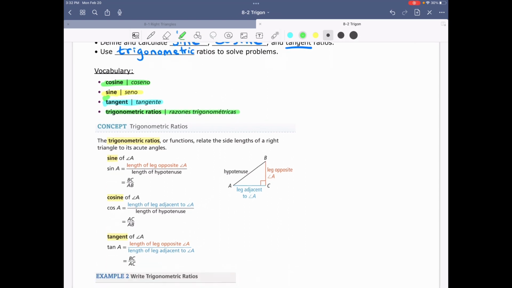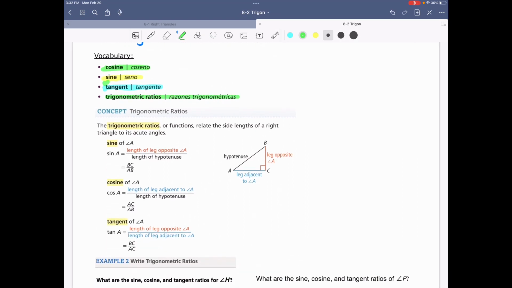Here's a concept. We have the trigonometric ratios or functions that relate the side lengths of right triangles to its acute angles, right? Because in a right triangle, the other two angles are acute. The sine, and this is just a definition, and you'll have to memorize it, but I have a trick to help you memorize it. It looks like a lot. So we have sine, which is the length of the opposite leg over the hypotenuse. Okay, so that's for sine.